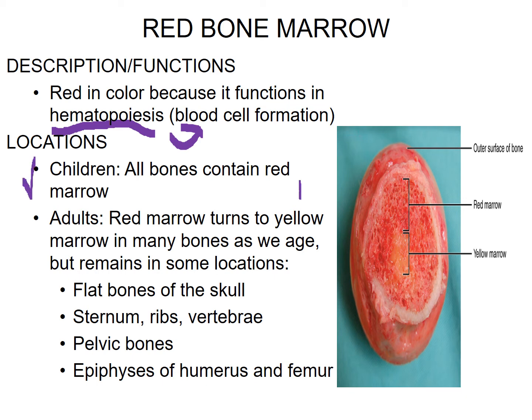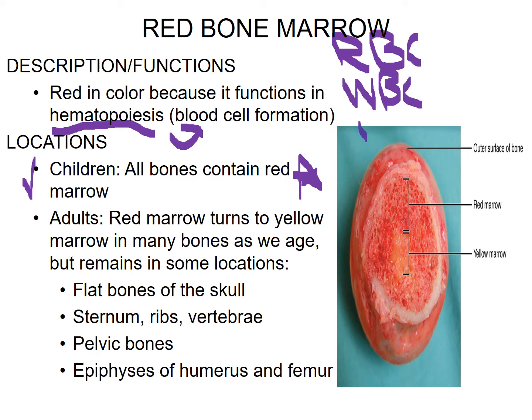Now let's think about that. There are three cells that I just discussed. There are the red blood cells, the white blood cells, and then the platelets. And you should know what all these do based on our lecture on tissues. And you should also know their proper names, right? Erythrocytes, leukocytes, and thrombocytes, in that order.